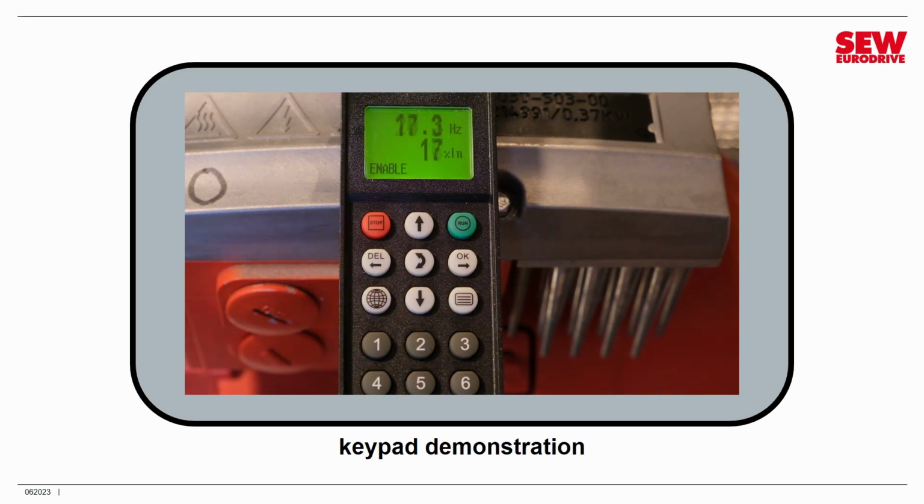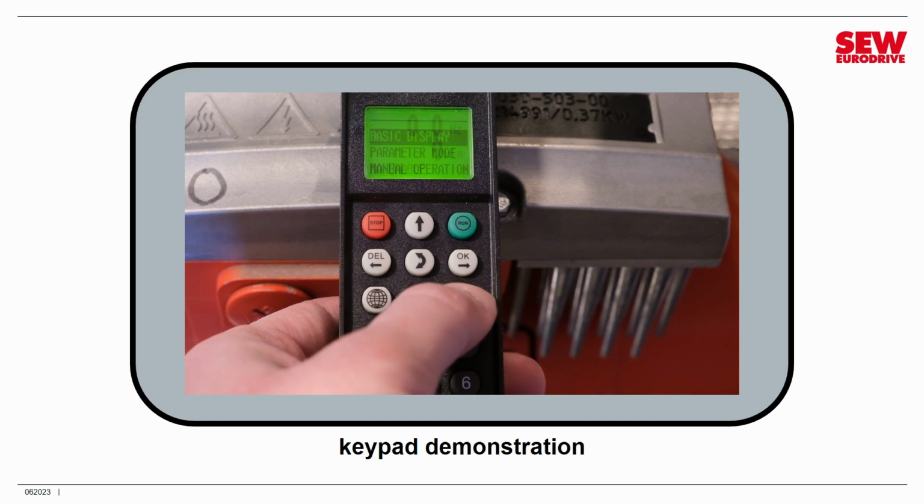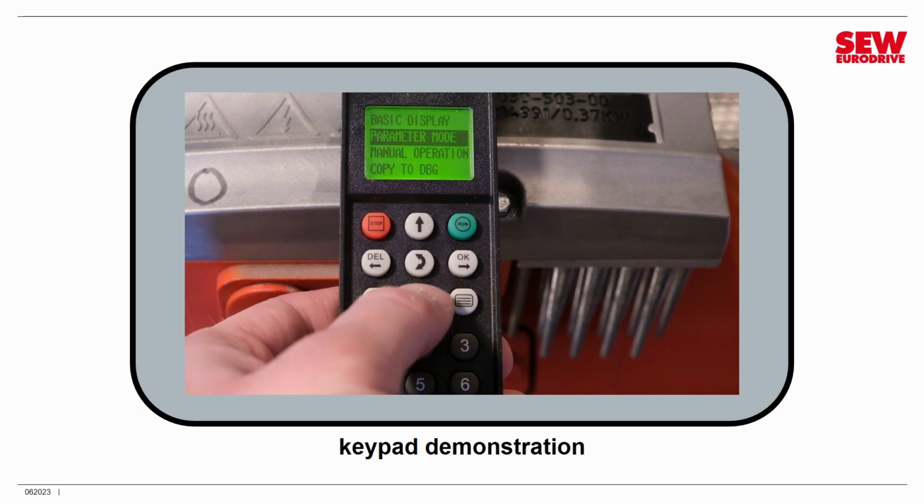I've just started it with my binary controls, and you can see it's running now. I've just turned it off. Notice the enable has just changed to no enable. Now I'm going to manual mode. I pick menu and then I navigate to manual operation.